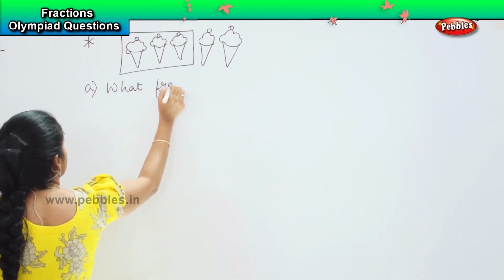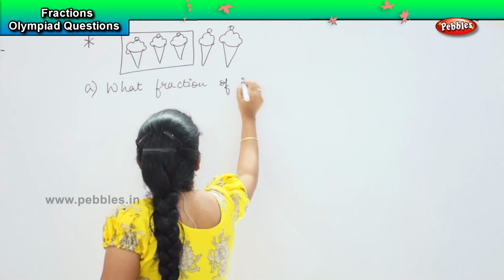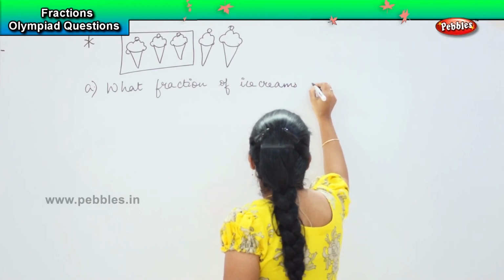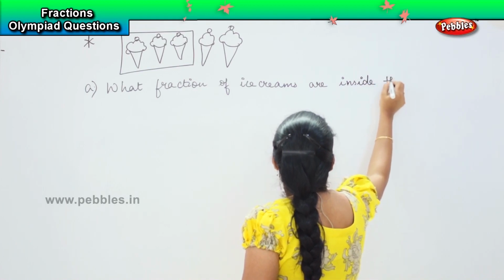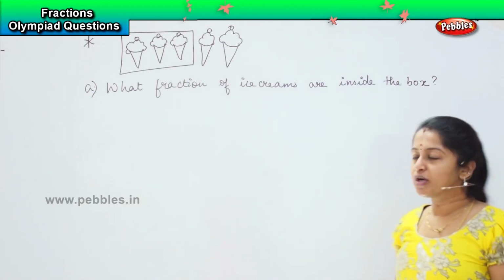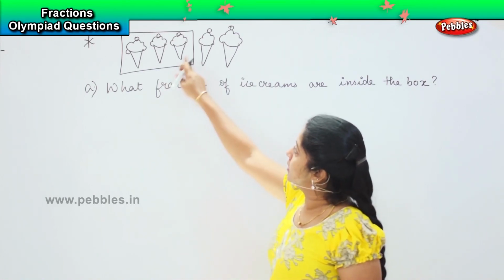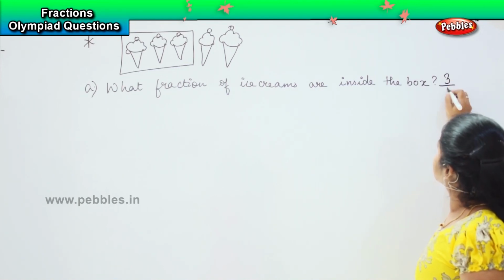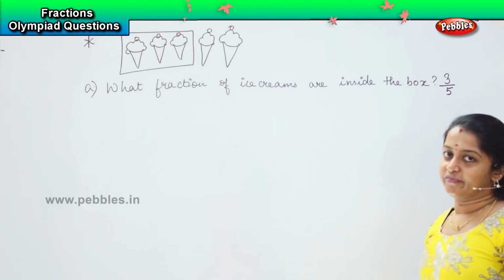What fraction of ice cream are inside the box? So what is the portion of ice cream that is inside the box, children? It's 1, 2 and 3. And how many ice creams are there in total? 4 and 5. So out of 5, we have 3 ice creams inside the box and my fractional proportion will be 3 by 5. Clear?